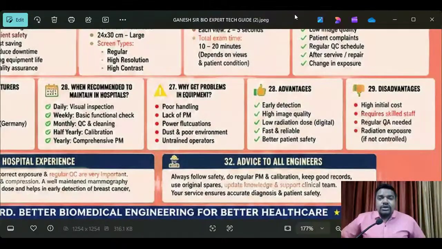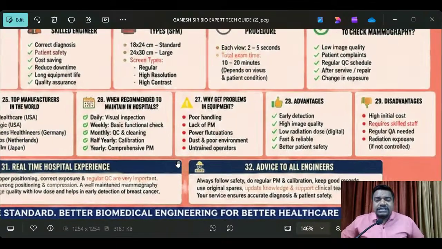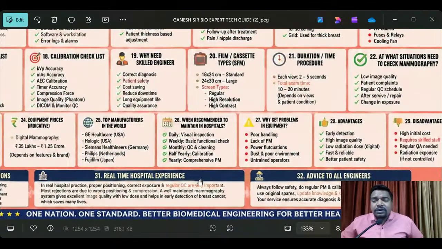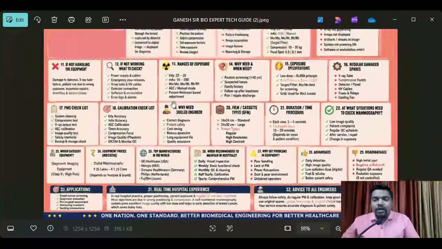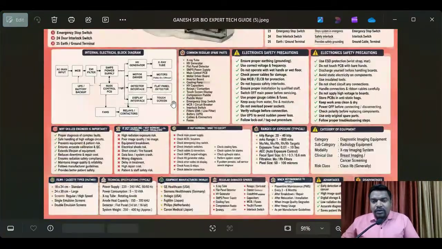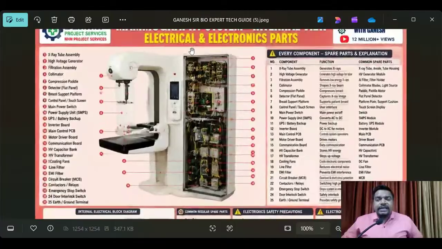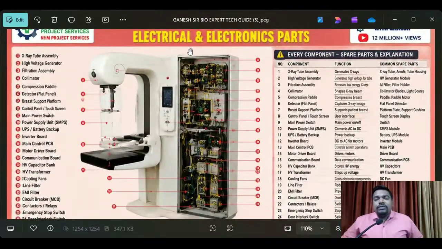So in this slide presentation I have successfully completed it, and the next slide is: one nation, one standard, better biomedical engineer for better health care. Till now I have covered the mammography equipment successfully. Now we will enter into the inside of the equipment. Whatever promise and instructions I have given, I am going to give the explanation.